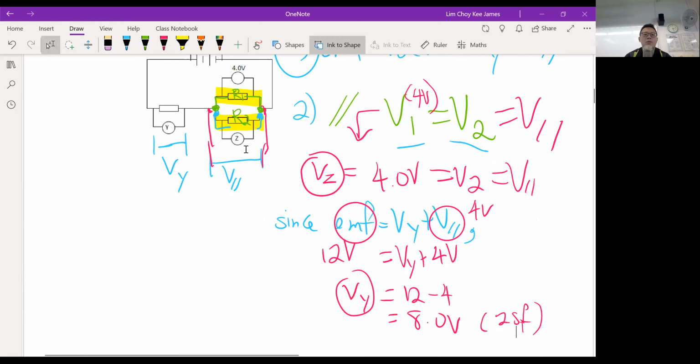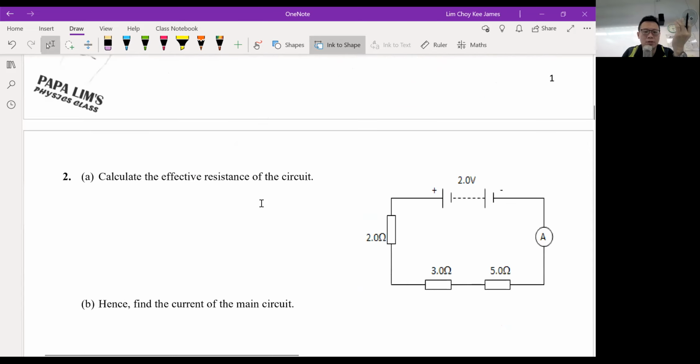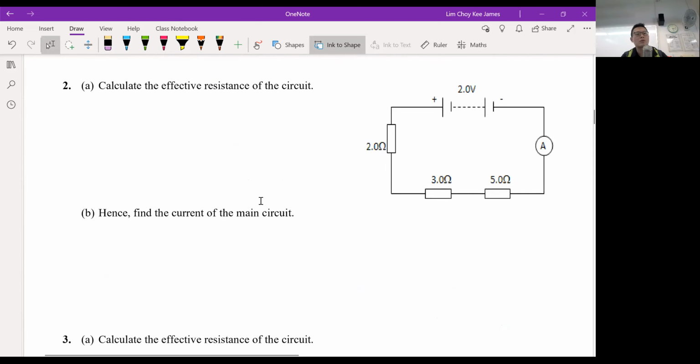Here is what we have from the first two questions, 1A and 1B. We are looking at identifying simple parallel and series properties. Current remains the same in series. The potential difference in a parallel branch remains the same across the branches. Now we look at question 2.